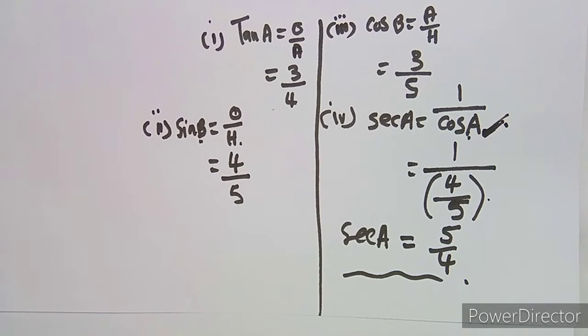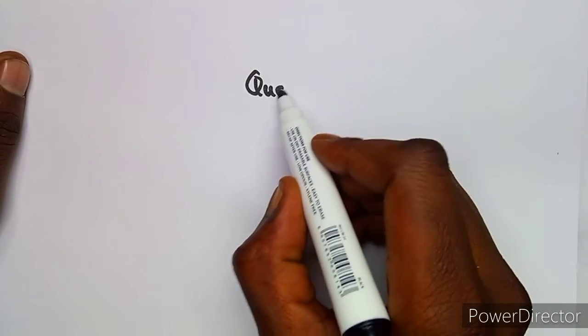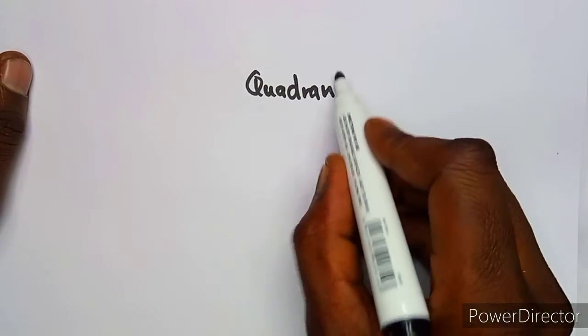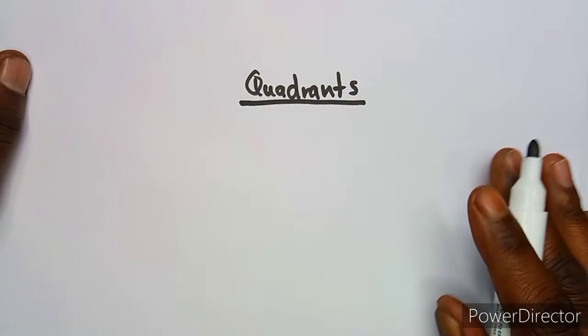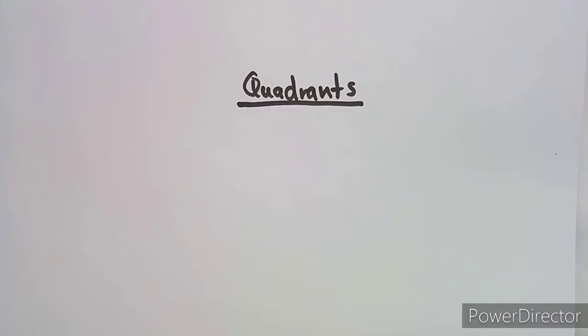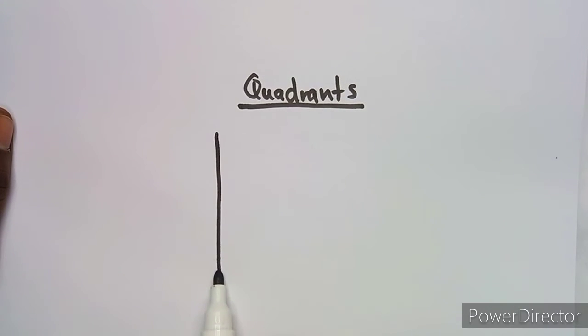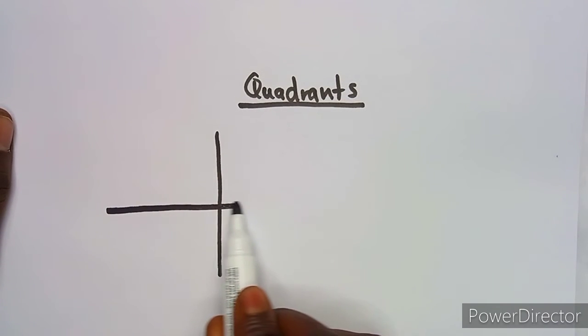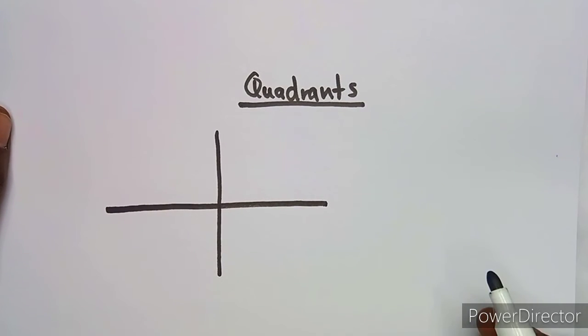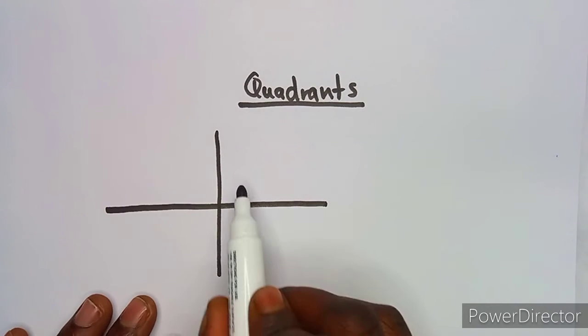Okay, so now I want you to have an understanding when you are working with quadrants. We are going to have this as a continuation in our next class, but I want you to have a clear understanding now. What happens is that each quadrant has a ratio which is positive. In each and every quadrant there is a ratio which is positive. So how am I going to know which ratio is positive in each quadrant? We are going to use this concept.